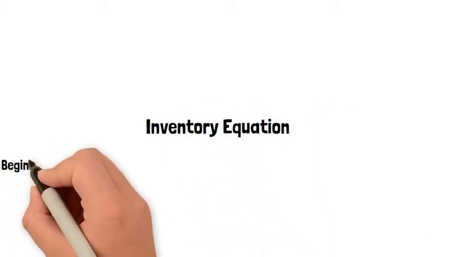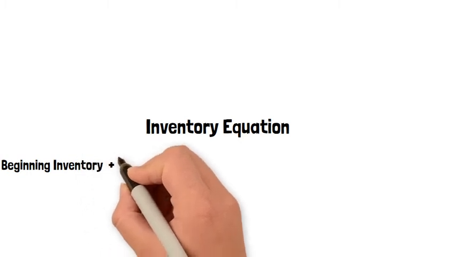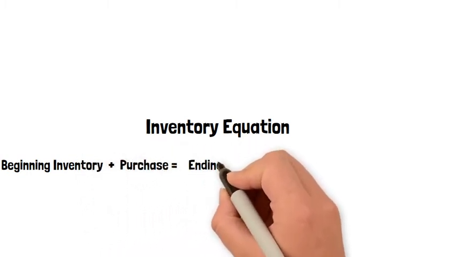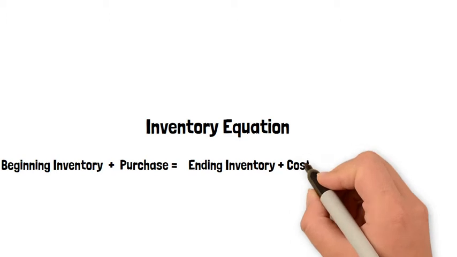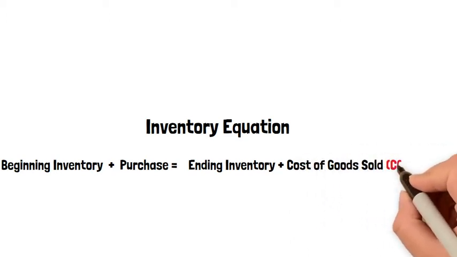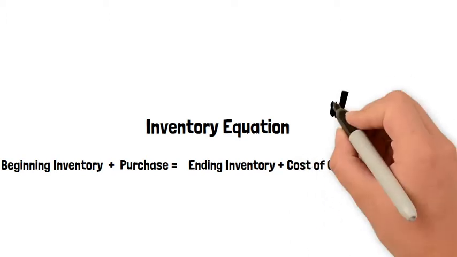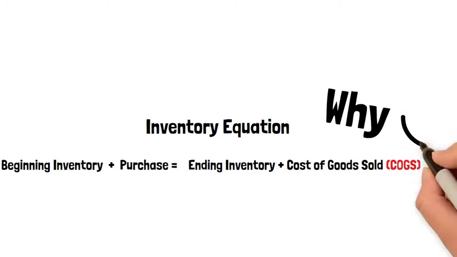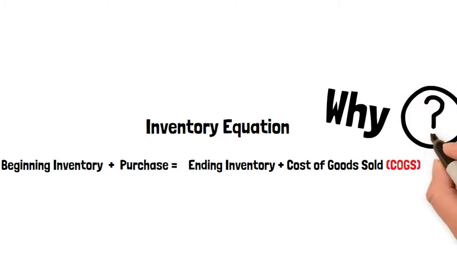In this video, I'm going to show you the inventory equation. That's the beginning inventory plus purchase equals ending inventory plus cost of goods sold. I'm going to use an example to explain why this equation is correct.